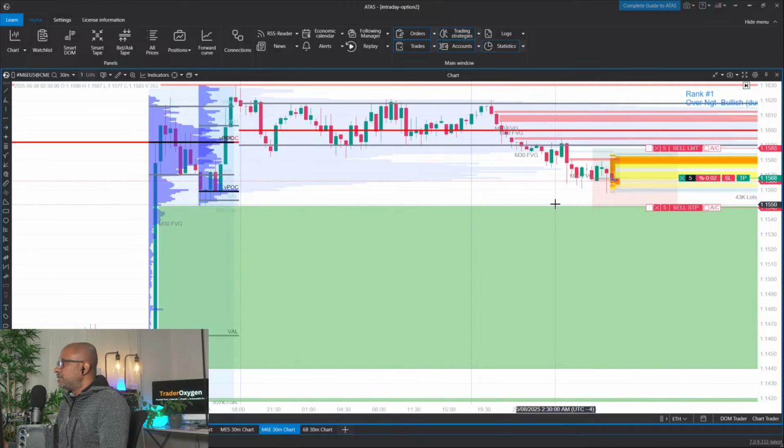Okay, so I'm just checking if everything is okay in the live stream. And you can see currently there's an active position, an active trade. Okay, so let's take a look at why this position was taken.